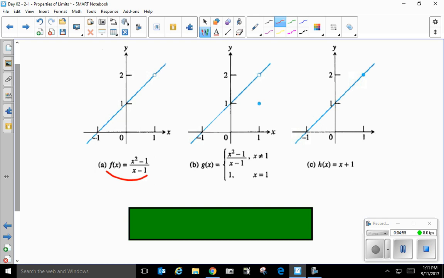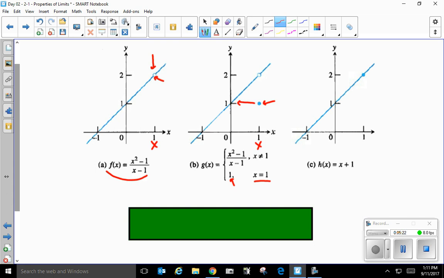Okay, when x is 1, our function is going to be equal to 1. See here, there's a hole there. There's no value when x is 1. When my x is 1, I don't get a value for y. Here now, they're saying, okay, when x is 1, I get a value. My y value is 1. That's what that is. And for C, they just give us the line x plus 1.